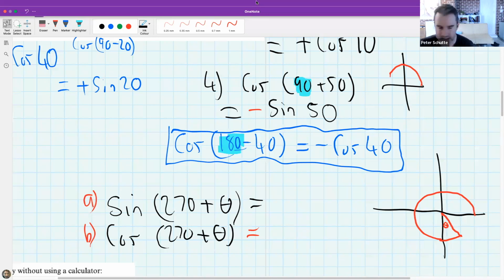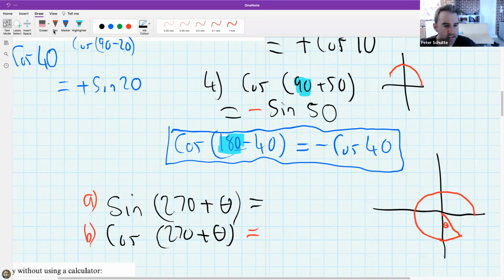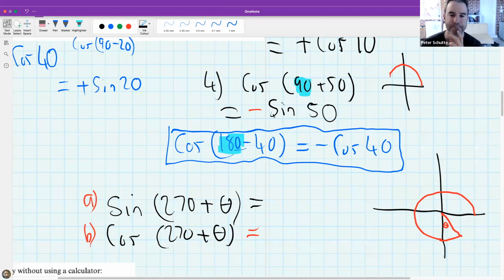Who would like to come online and tell me how to do A? Who feels like they've got this? They're like, I know how this thing works. I'm feeling it. What's the process we can use to reduce the sine of 270 plus theta? Okay, so which quadrant is this in? Yeah, let's go to Annie. Annie, what would you do first?